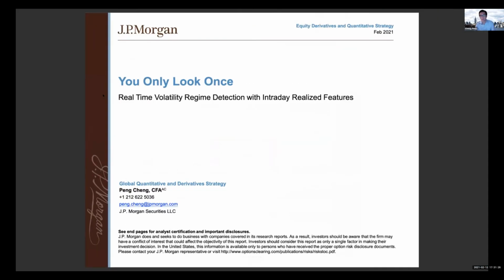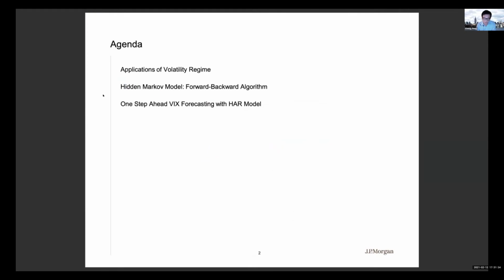The topic today is You Only Look Once: real-time volatility regime detection. Here's how this presentation will be organized. First of all, we'll talk about the applications of volatility regimes, and then we'll look at a common kind of regime classification technique, which is the hidden Markov model. How it works, of course, it's a classical technique, so I'm not here to talk about the hidden Markov model algorithm, right? But what are the shortcomings with it, how we will try to address it, and show that the application, when applied to the volatility regime, improves the performance of this model.